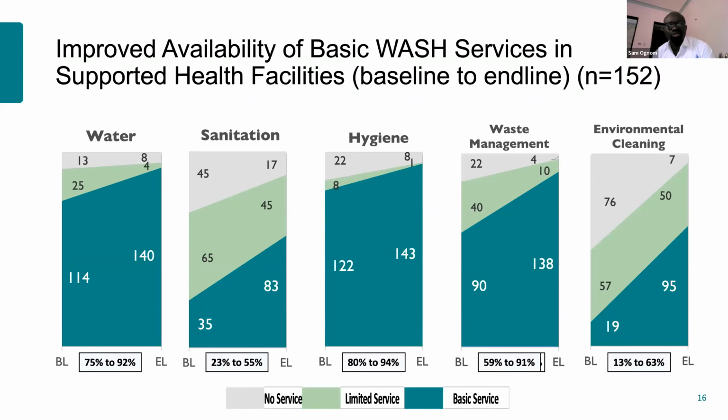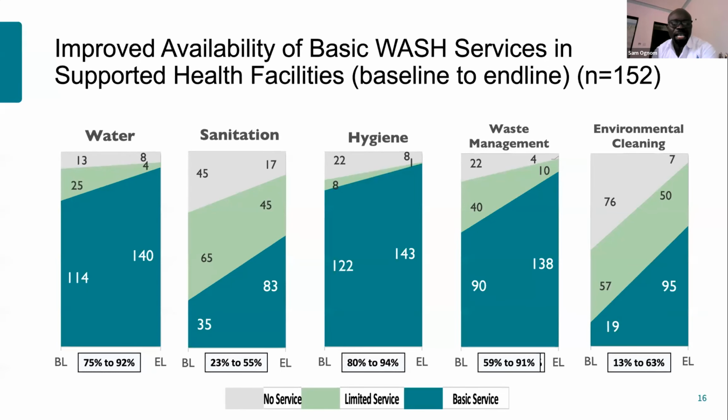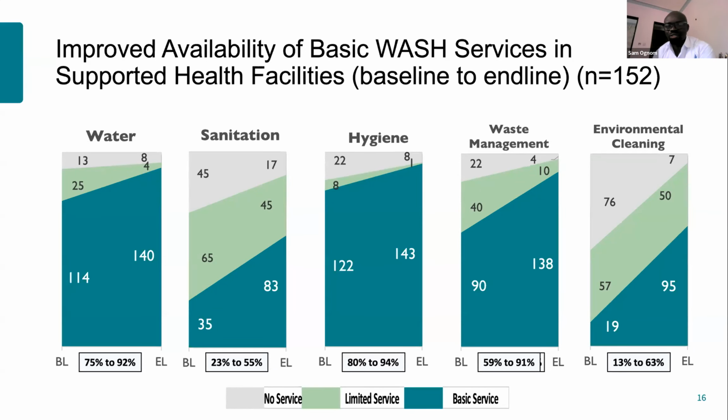So first, we wanted to track and see our performance on basic WASH or IPC, outlined on those five pillars, looking at water, sanitation, hygiene, waste management, and environmental cleaning. And you can note that environmental cleaning had the most improvement. When we look at the baseline at 13%, then end line at 65%, that was a big jump. And we know basic services is just the elementary, just the basic standard. But you look at environmental cleaning, we did very well. Next slide, please.